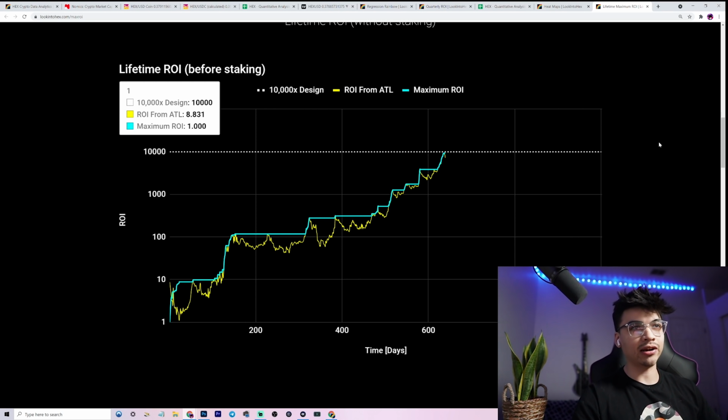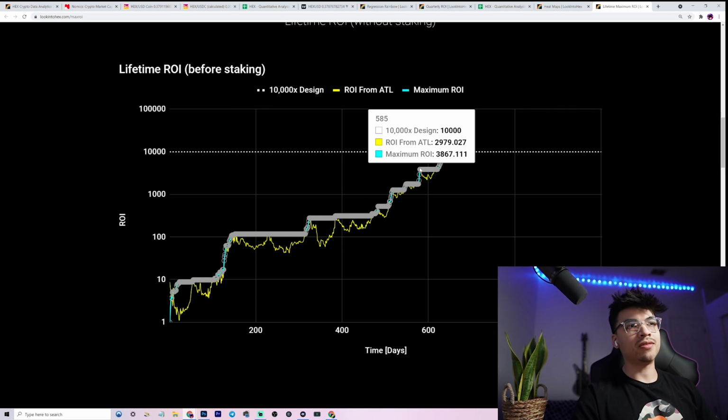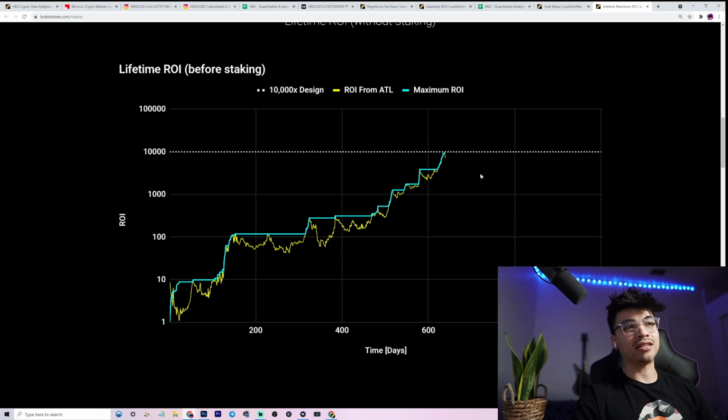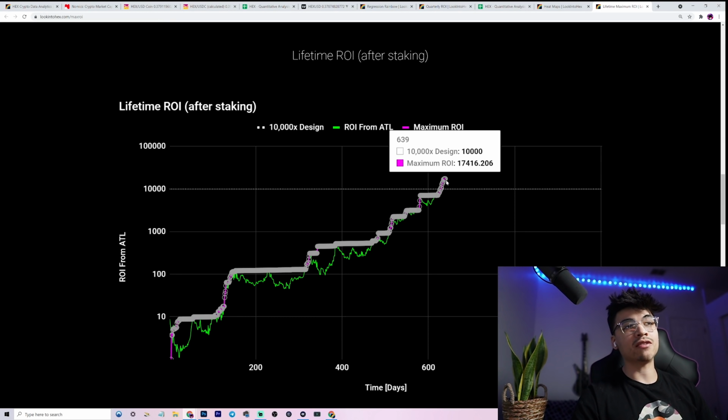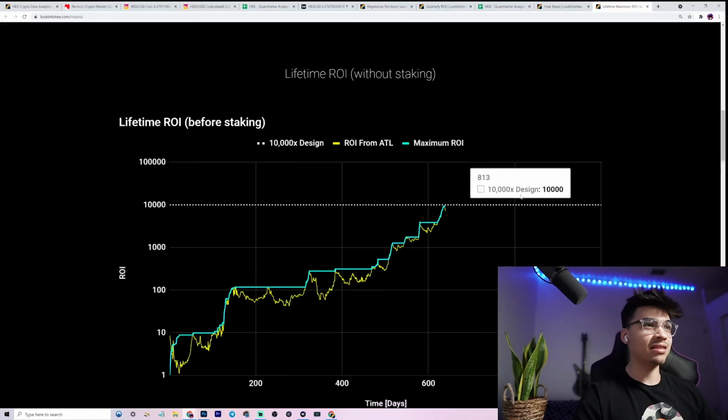You can see clearly here by the amount of time these ceiling functions go flat, and stakers already crossed the 10,000x point. They're sitting at around 17,000x.